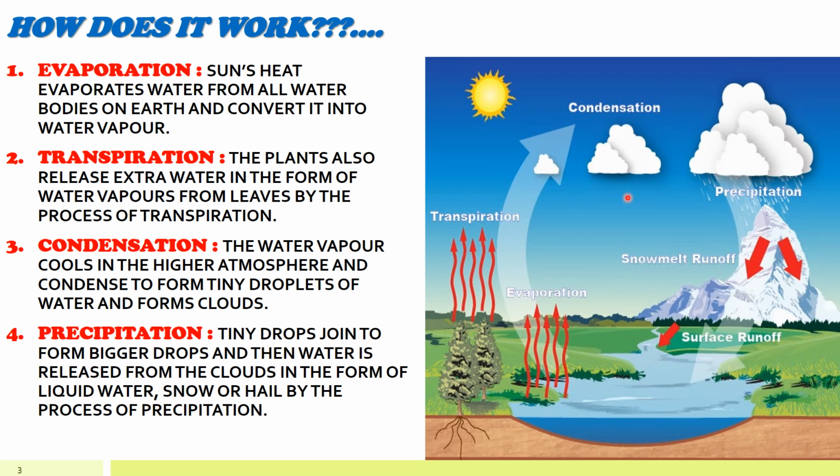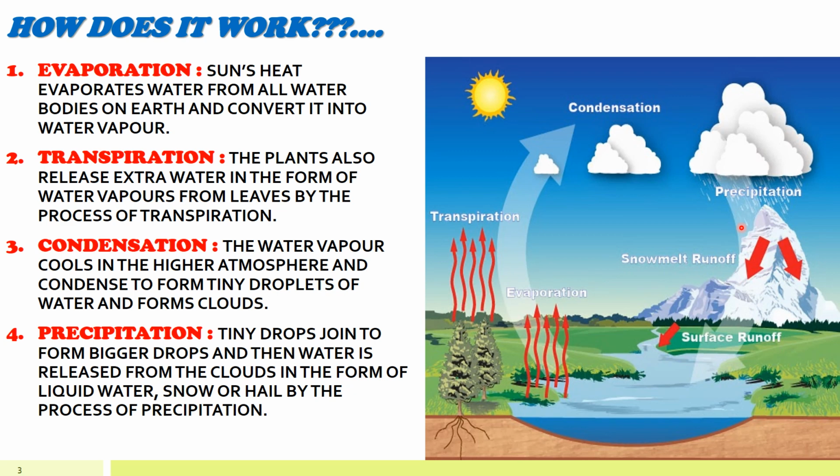ये tiny droplets बहुत सारे collect हो जाते हैं and finally form the clouds. Okay, after condensation, what happens? The tiny droplets present in the clouds start joining each other and turn into bigger droplets, जिससे clouds काफी heavy हो जाते हैं. As soon as the clouds become heavy, they release the water out of them in the form of liquid water or in the form of snow. Snow तो सबको पता है, hilly areas में snowfall होता है. और hail, hail मतलब ओले पड़ना, जैसे हमने कभी दिल्ली में भी देखे होंगे.